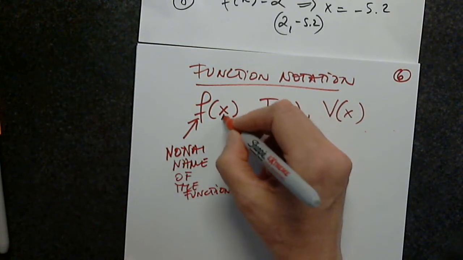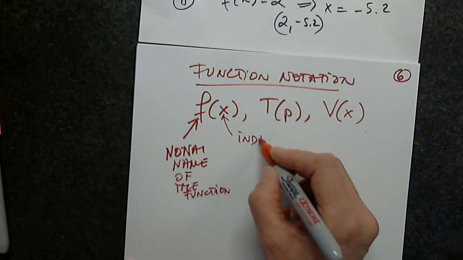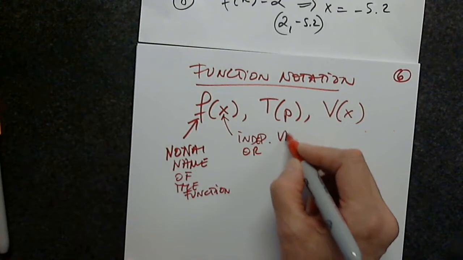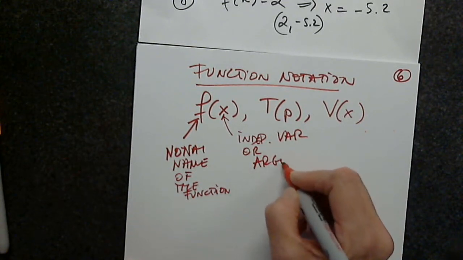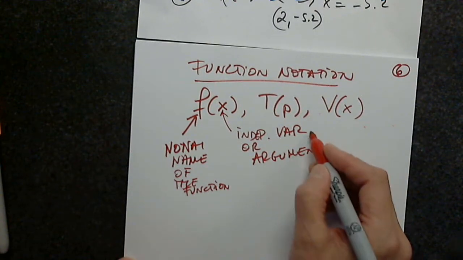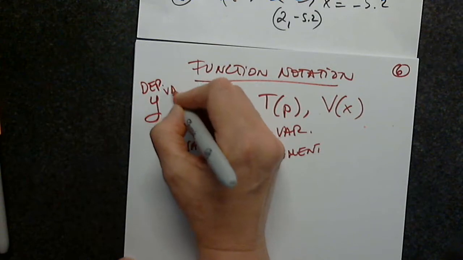And this is the independent variable. It's also the dependent, that one. So the independent variable or the argument. Argument of the function or the independent variable. This is also y or the dependent variable.